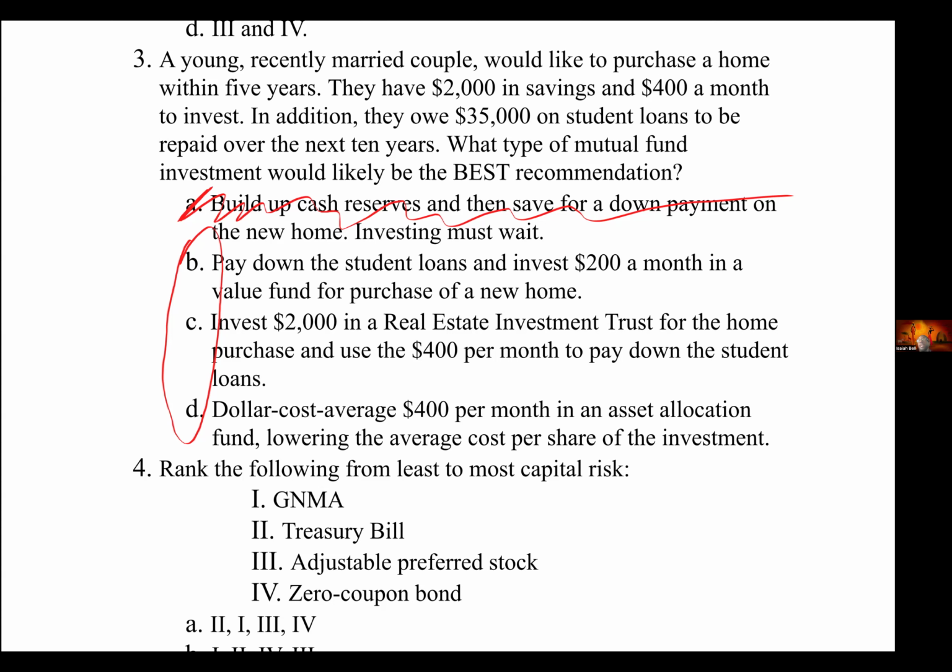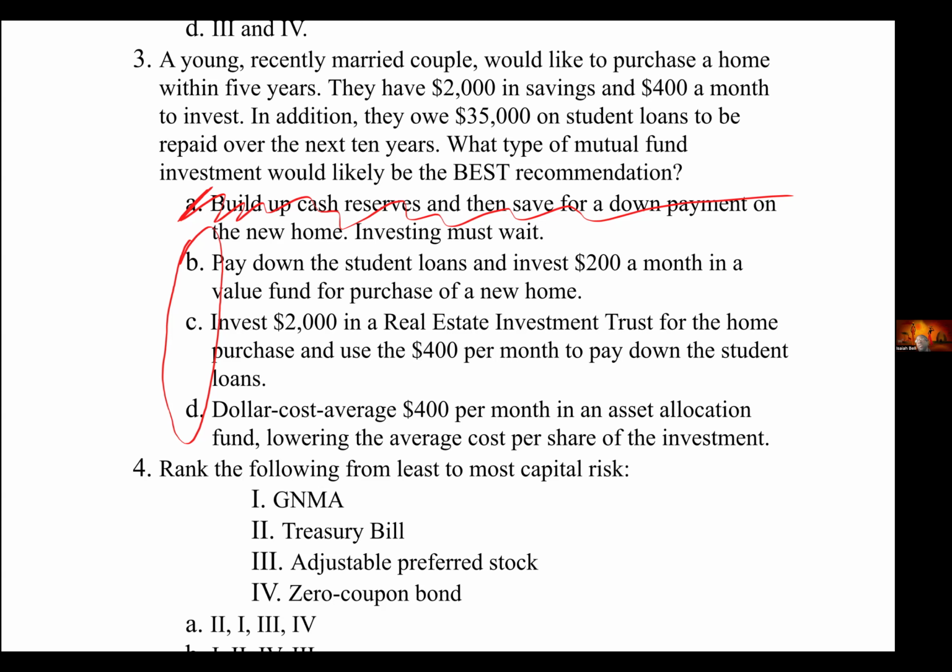Right. And so there's kind of an unwritten rule. I'm not going to say you're going to find it in whatever textbook you're reading, but if you Google or listen to some fund managers or money managers on YouTube, they would definitely tell you pay off your debt before you start investing. All right. So paying down the student loan while investing at the same time, no. Investing $2,000 in a real estate trust for the home purchase and $400 a month to pay down the student loan, no. And using dollar cost averaging, no.